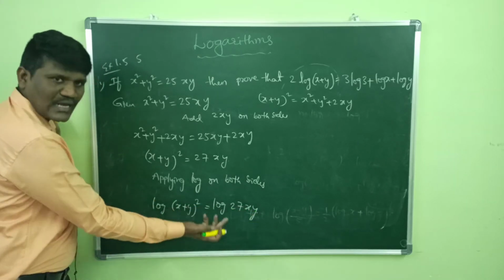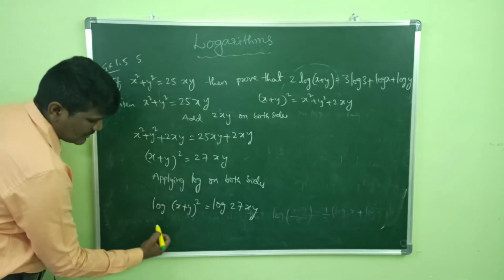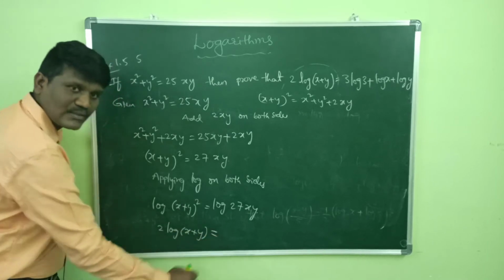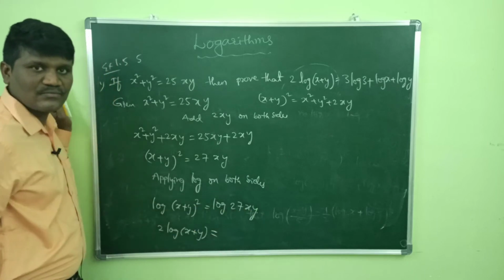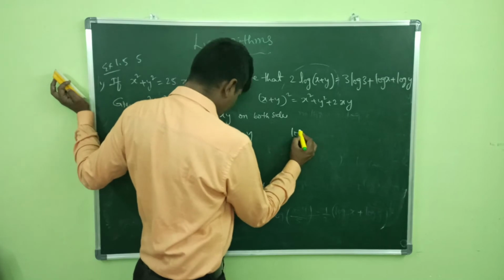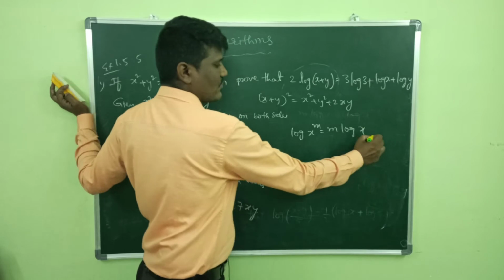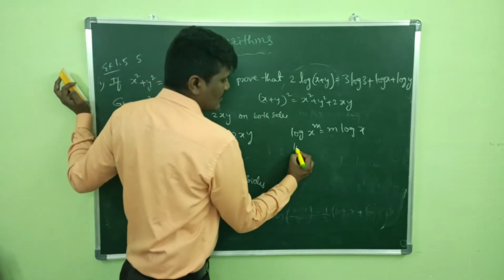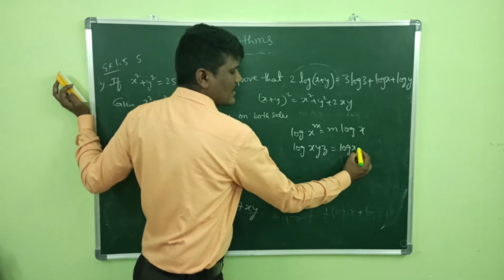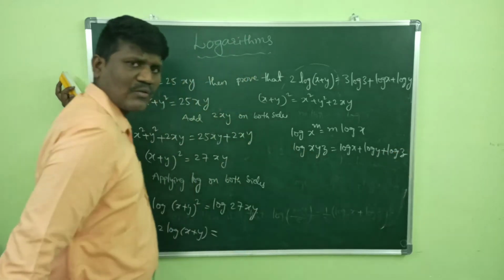Now use the logarithm properties. You know, log a power m is equal to m log a. So you can write 2 log of x plus y on the left. The formula we used here is log x power m is equal to m log x, and also log xyz is equal to log x plus log y plus log z. This is one more formula.